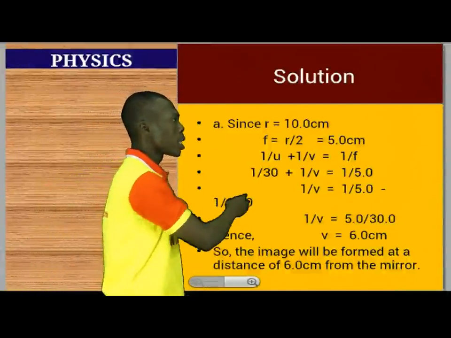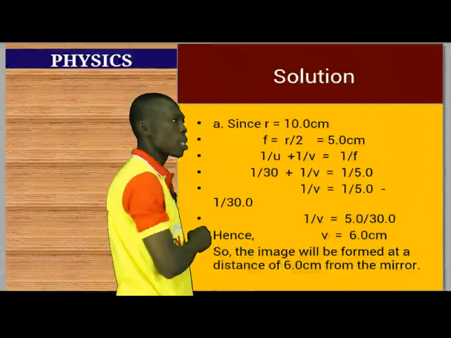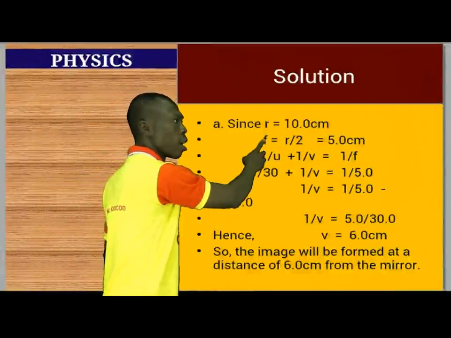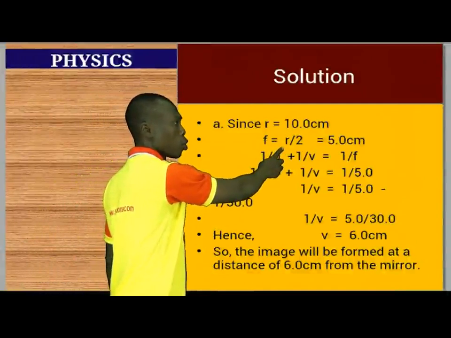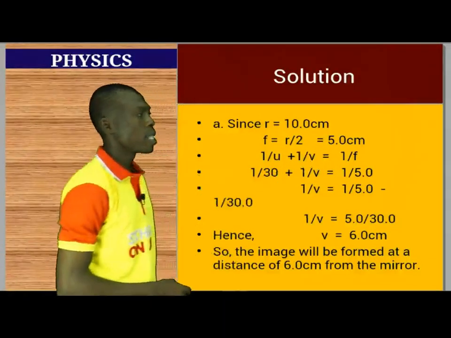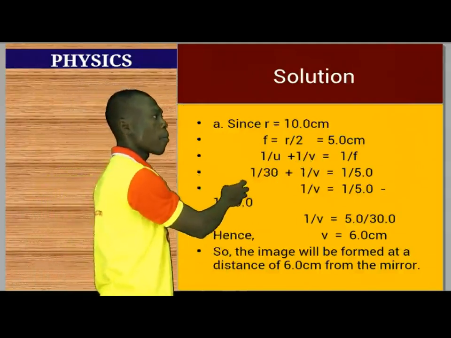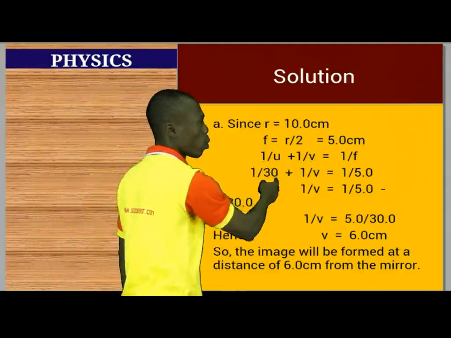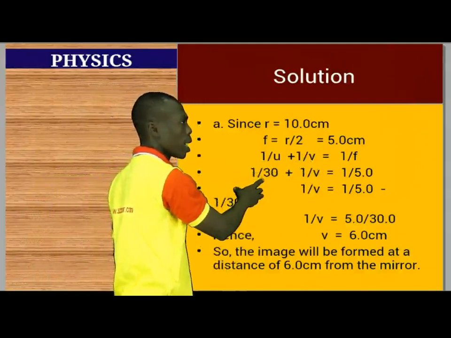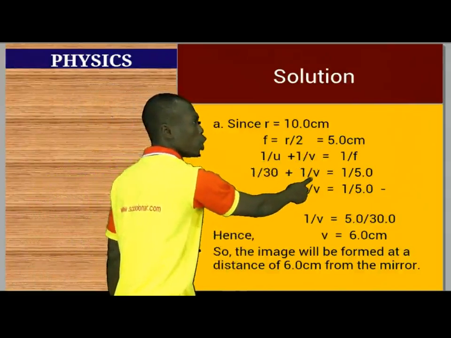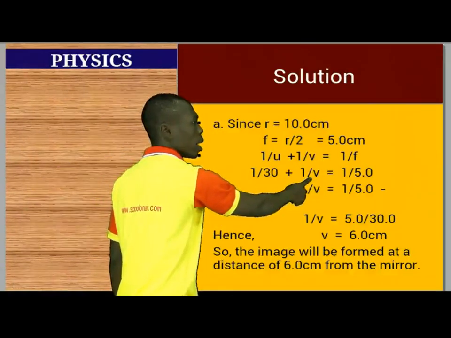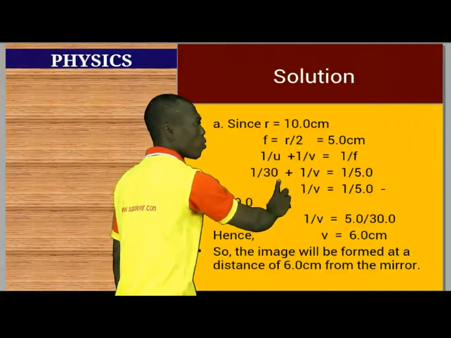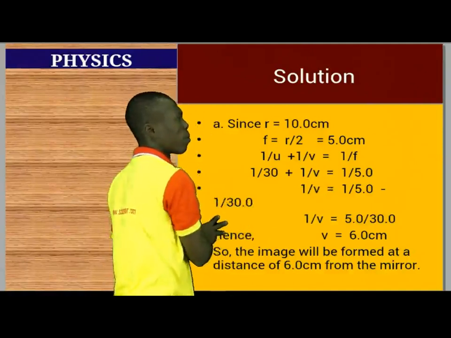Now, the first thing we do is that we were given radius of curvature to be 10.0 centimeters. So that tells us that our focal length is half of radius of curvature. So you have 10 over 2, that gives us what? 5 centimeters. So going back to our mirror formula, 1 over u plus 1 over v equal 1 over f. So we have 1 over 30. We don't have the image distance there. So we have 1 over 30 plus 1 over v equal 1 over 5.